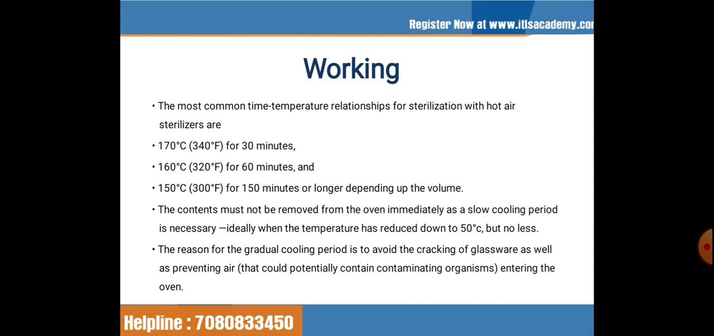Next is the working, how it works. The most common time temperature relationships for sterilization with a hot air sterilizer are 170 degrees Celsius for 30 minutes, 160 degrees Celsius for 60 minutes, and 150 degrees Celsius for 150 minutes or longer depending upon the volume. The contents must not be removed from the oven immediately, as a slow cooling period is necessary. Ideally, wait until the temperature has reduced down to 50 degrees Celsius, but not less than that. The reason for the gradual cooling period is to avoid cracking of glassware as well as to prevent air that could potentially contain contaminating organisms from entering the oven.